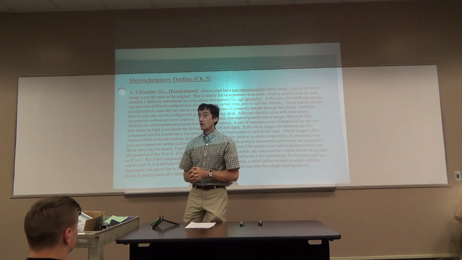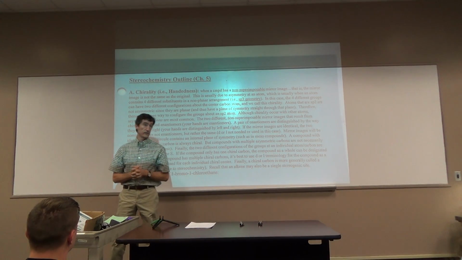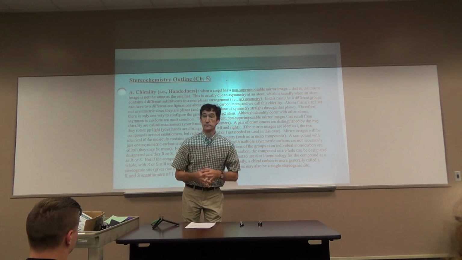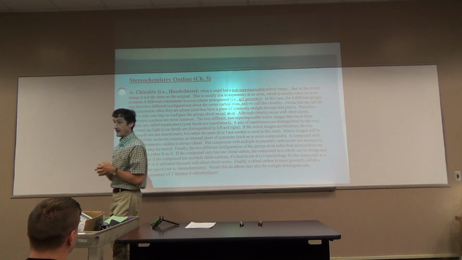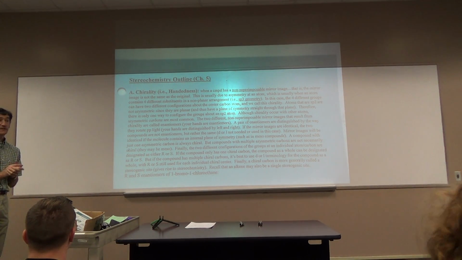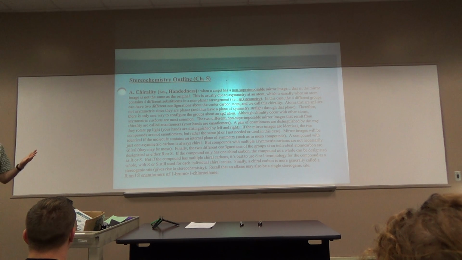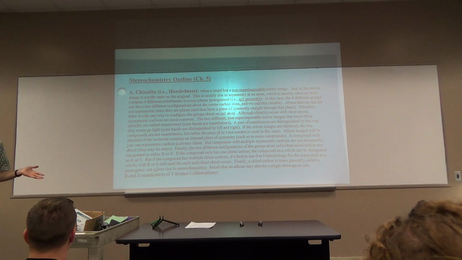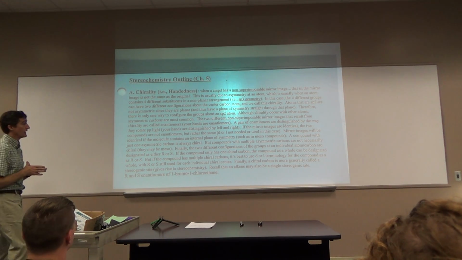So ultimately, if something has a plane of symmetry, that's what we want to look for. Because if it does, it won't be chiral, meaning the mirror image won't be different. If you cannot find a plane of symmetry, that means the mirror image will be different. So ultimately, it's like, where's Waldo? Where's the plane of symmetry? Okay?